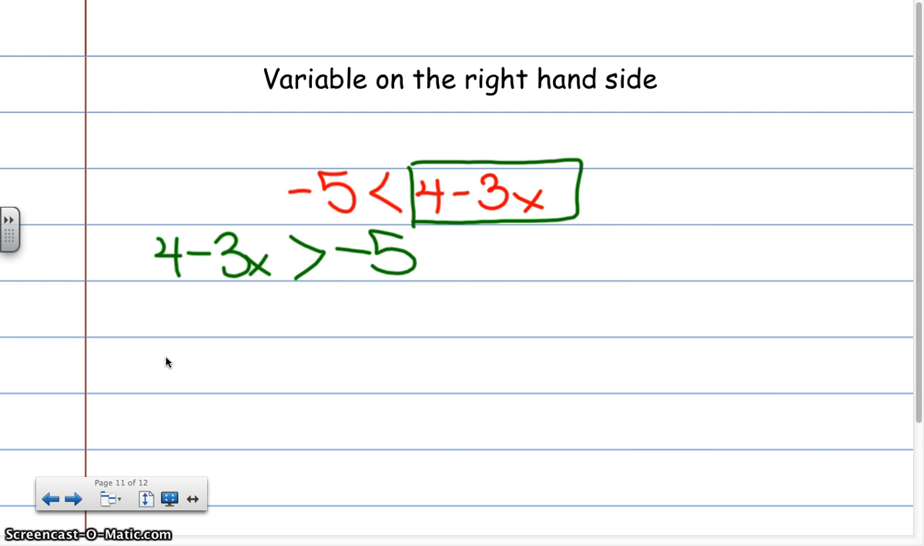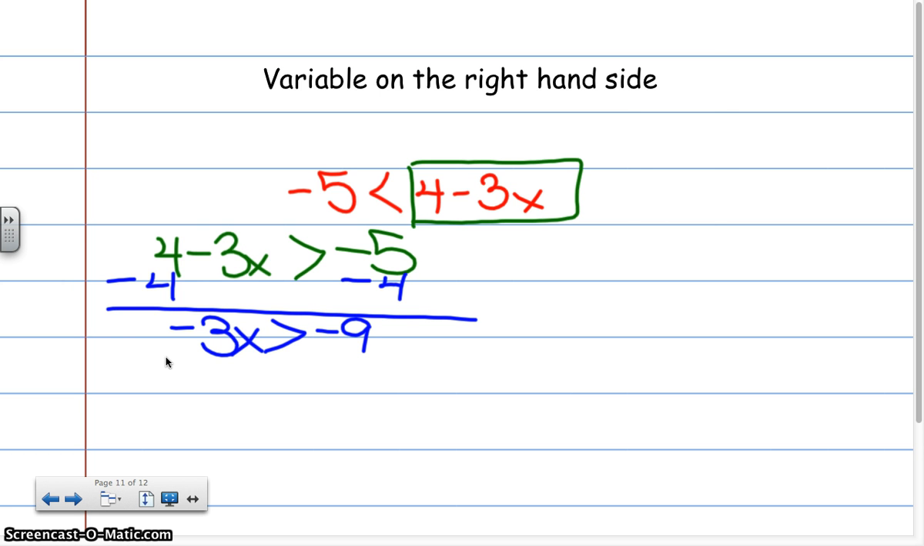Okay, now I'm going to move my 4. Do I move my 4 by adding or subtracting? I'm going to subtract 4 because this is like a positive 4. To move positive, we subtract. And then I get negative 3x is bigger than negative 9. Now I'm going to divide through by a negative. When I divide by a negative, I MDNF that thing. x is less than a positive 3. Right?